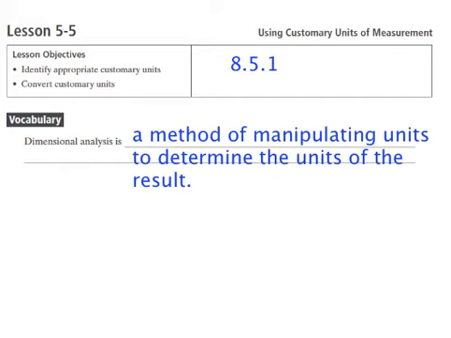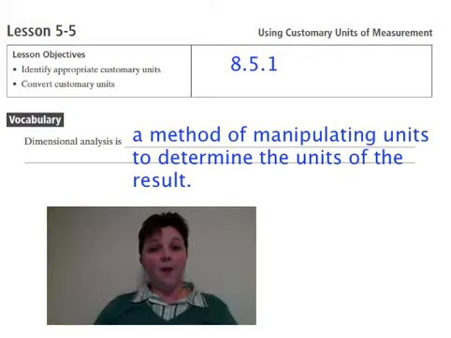Dimensional analysis is a method of manipulating units to determine the units of the result. A simpler way to think about this is doing conversions. Say, for example, turning 10 quarts into how many gallons, or pounds into ounces. We use dimensional analysis to do that. Pause the video if you need more time to record the notes.